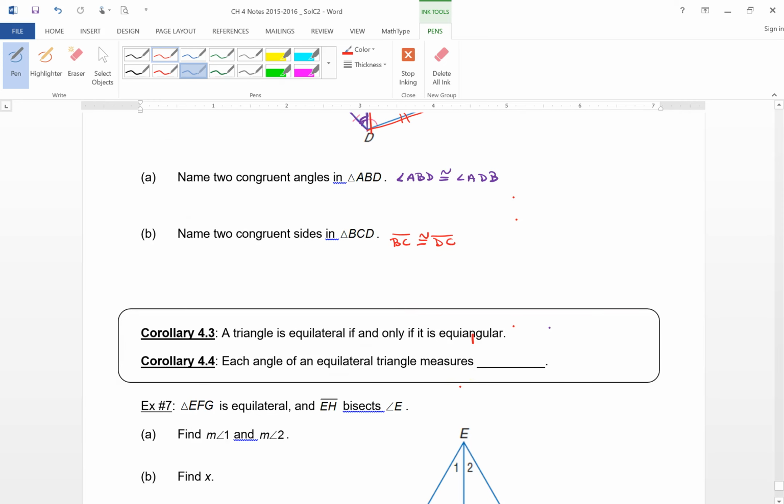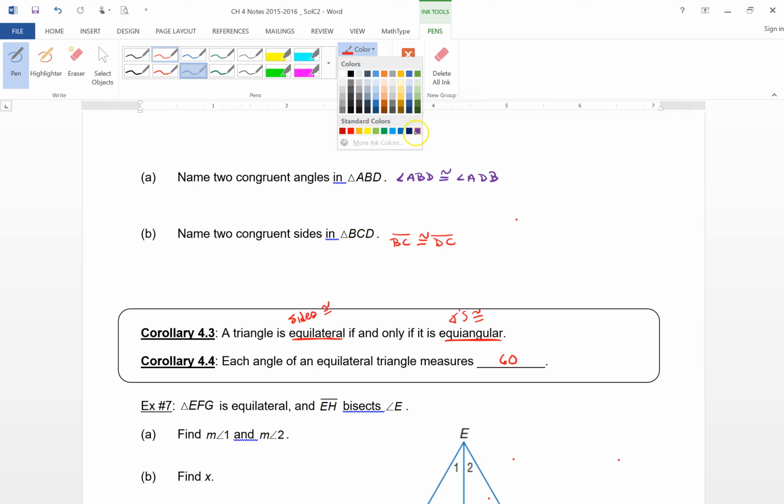All right. Here we have a couple of corollaries. Remember what corollaries were? Corollaries are statements that you could just come up with based on a theorem. Okay? So the first one says a triangle is equilateral if and only if it is equiangular. Okay? So equilateral means the sides are congruent. And equiangular means all the angles are congruent. So if all the sides of a triangle are congruent, then all the angles are congruent. This is based on the isosceles triangle theorem. Each angle of an equilateral triangle measures how much? 60. We've been over this a couple times now.